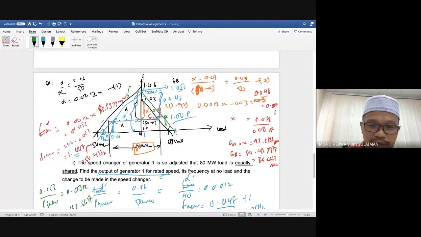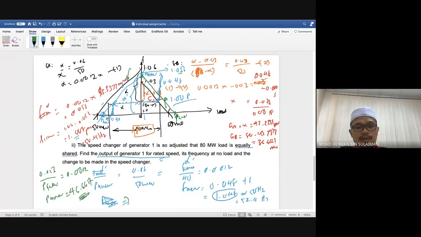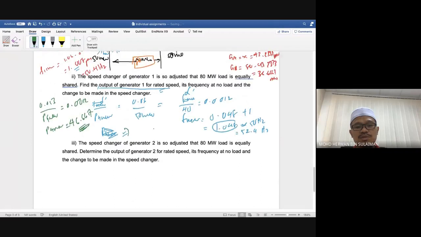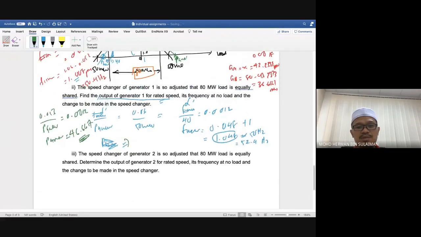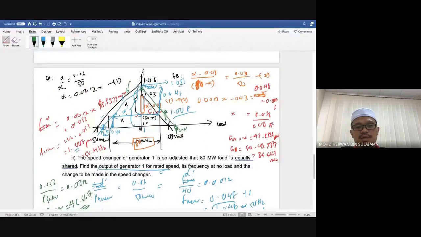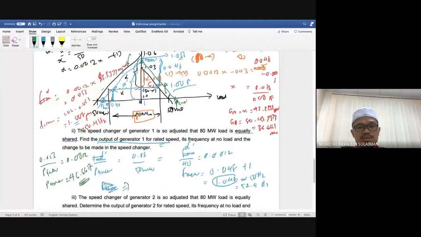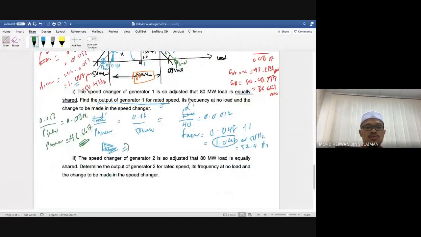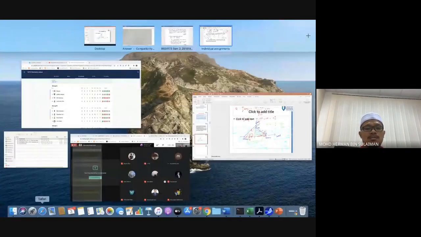Again, you need to find the PGB new, as well as the frequency. Okay. The question determine the output for G2 rated speed, capacity N rated speed, its frequency and no load, yang atas ni, and then what you need to do the speed changer. Speed changer meaning you need to bring up. So that's the answer. So similar lah. Cuba buat. Boleh?